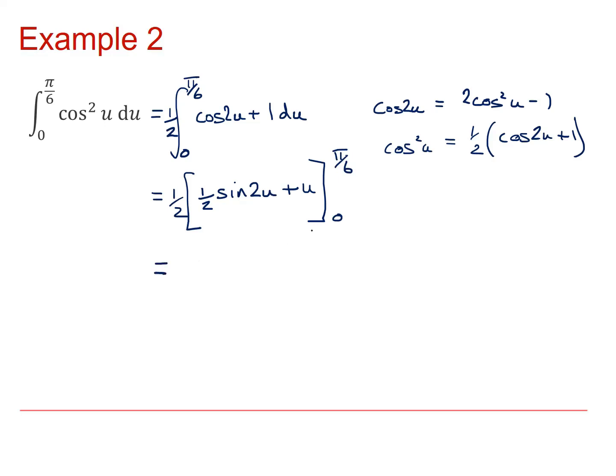So this is going to give me, plugging the limits in, a half of sine pi by 3. Well, pi by 3 is 60 degrees, so that's going to be a half of root 3 over 2 plus pi by 6. And then I'm going to get minus a half of sine 0, which is just 0, and I'm going to get minus u, which is also just 0. So this comes out to be root 3 over 8 plus pi by 12.